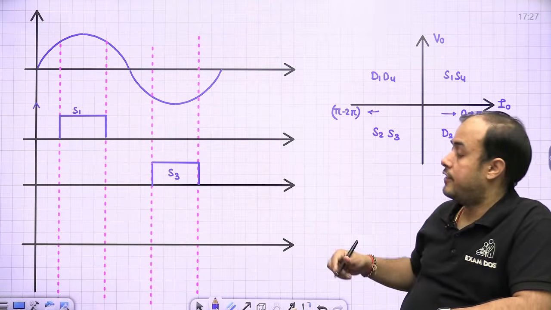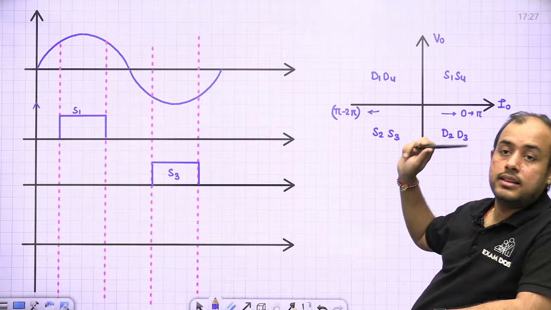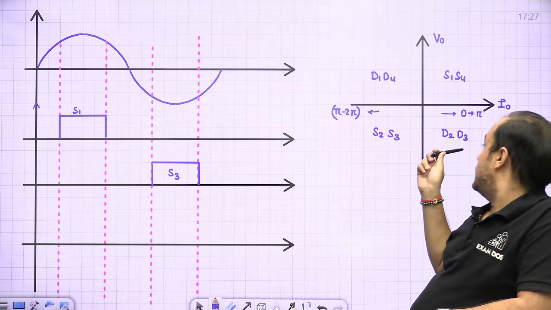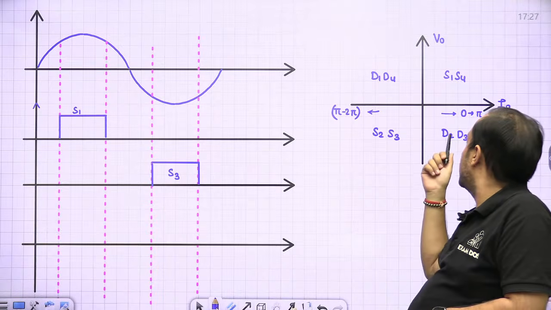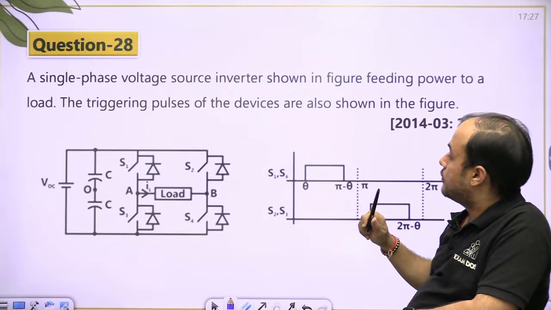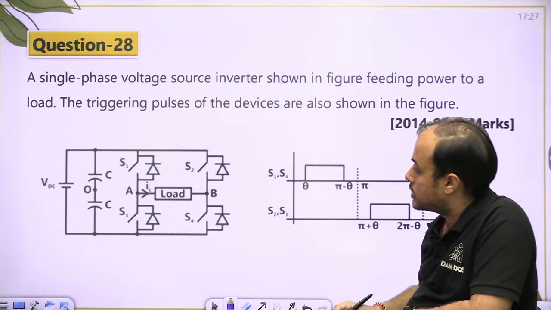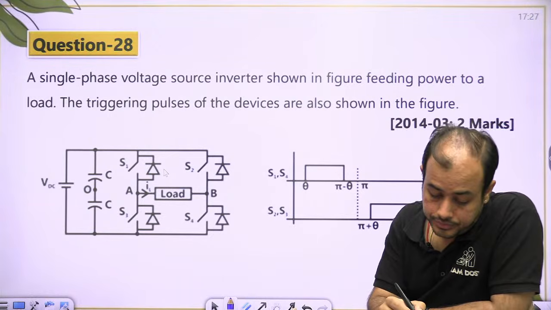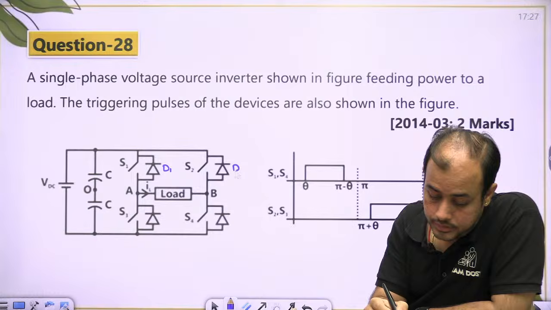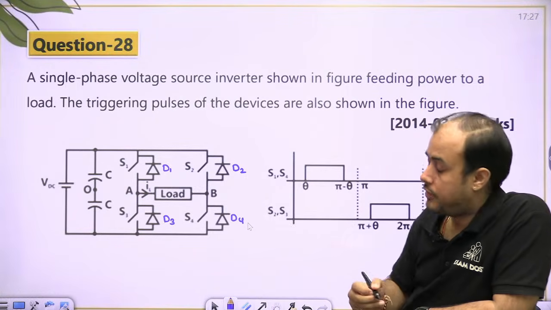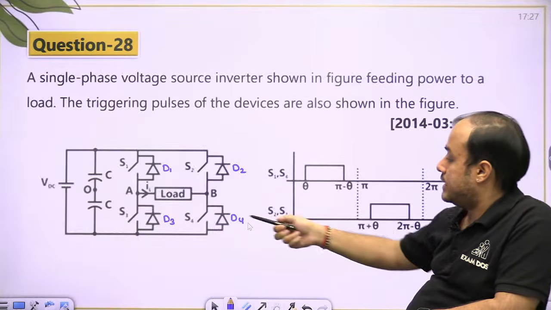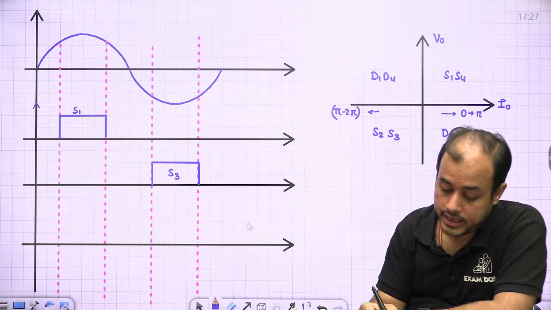But what if S1 is not conducting? Then actually D2, D3 should conduct if S1 is not conducting for same current. For same current, D2, D3 should conduct. If D3 conducts, VA0 will be negative. D3 is at the bottom so VA0 will be negative.